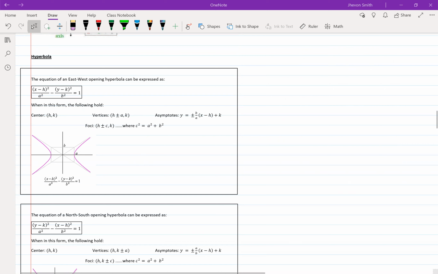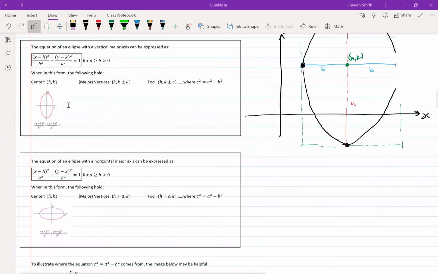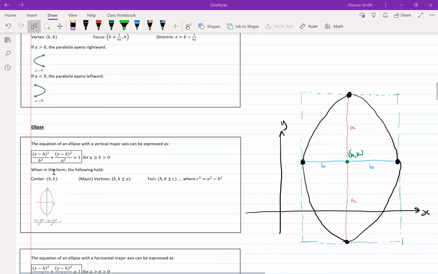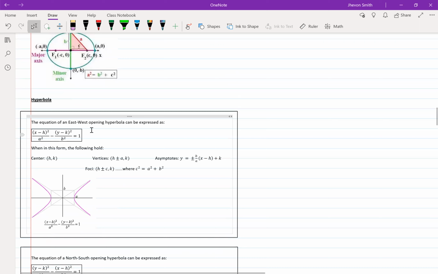So, moving the chat box out the way again. So how do you know when you're looking at the equation of a hyperbola versus an ellipse? They actually look very similar. And again, I'll post the notes here in a PDF under the video description. But the difference is the ellipse will have a plus sign in the middle, while the hyperbola will have a minus sign in the middle.